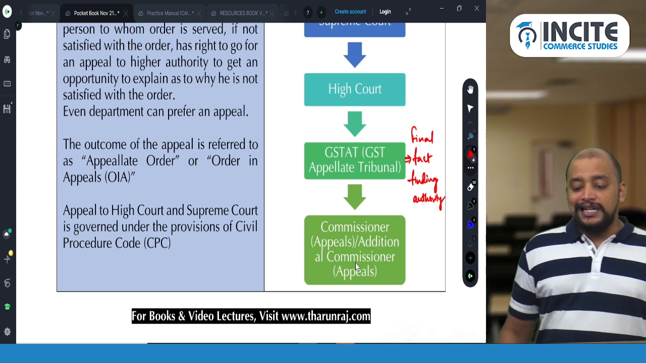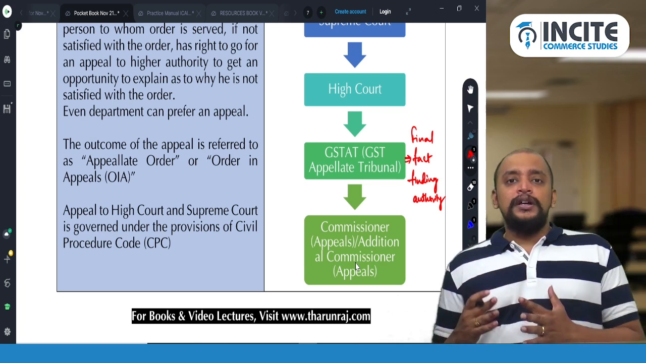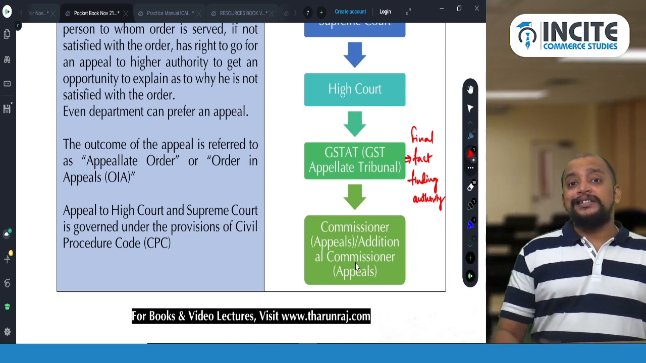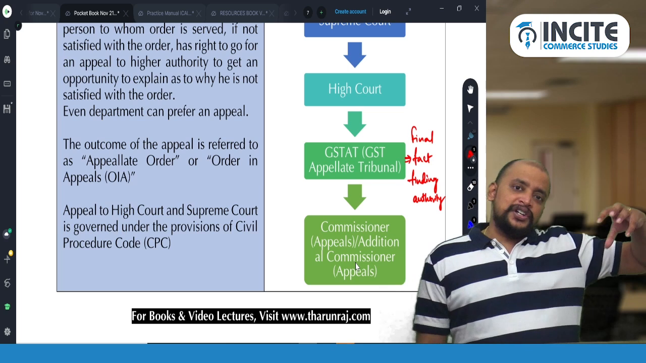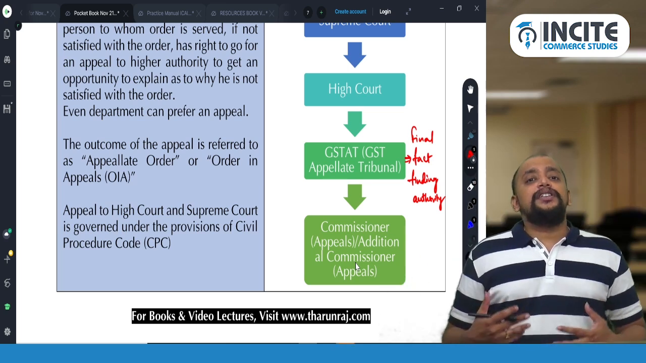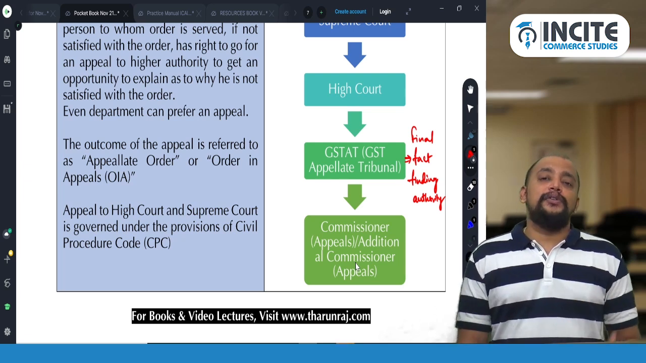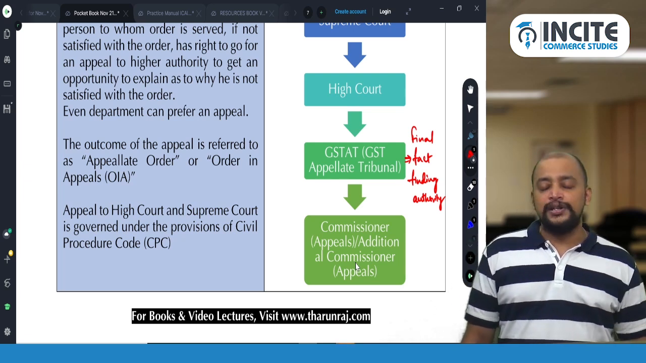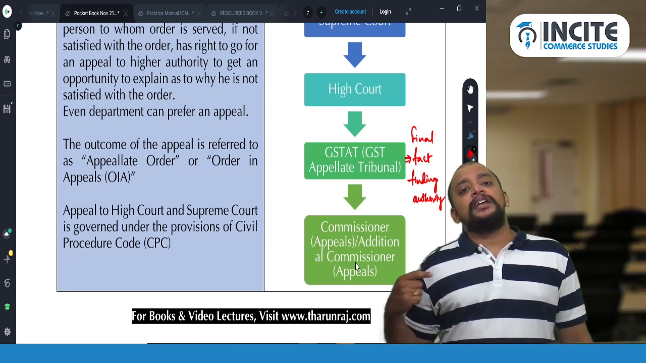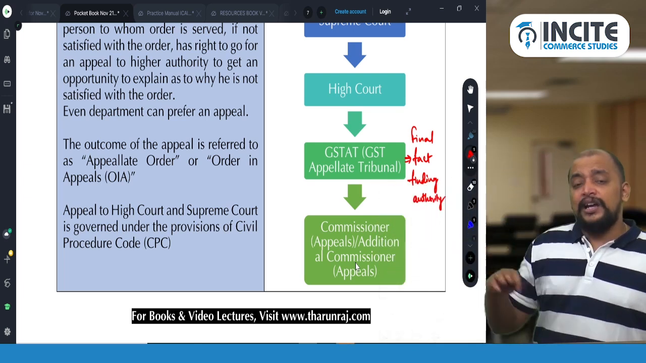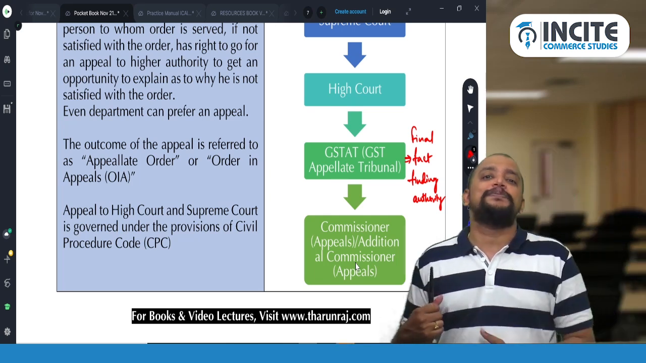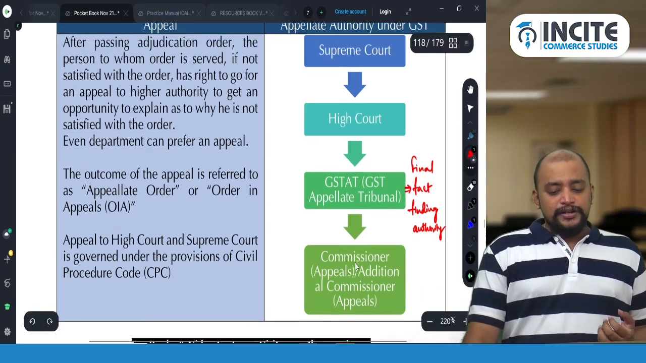GSTAT has two benches: the national or regional bench and the state or area bench. Whenever the issue pertains to place of supply, the appeal will be made to the national or regional bench. The state or area bench will not undertake those activities. From there, the further appeal lies with the Supreme Court, because that issue pertains to place of supply. So that is this appeal.